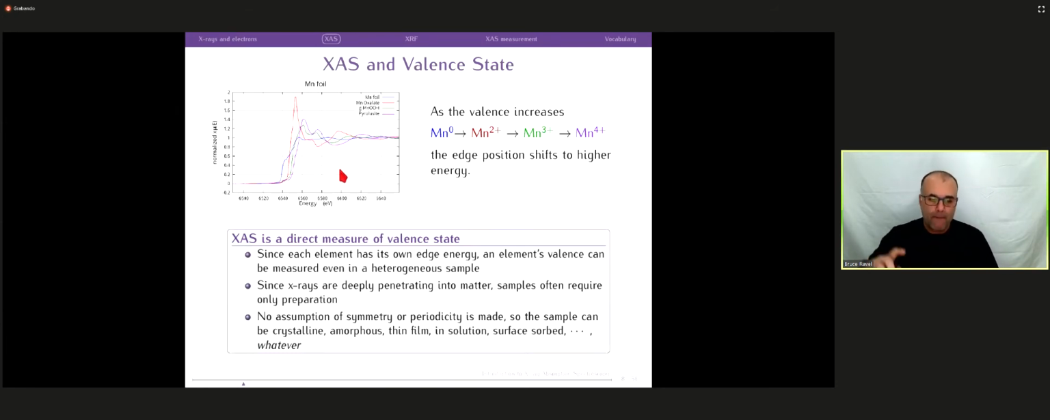Now, because every element on the periodic table has its own energy at which this happens, you can do this valence state measurement on any element on the periodic table. And what's more, you don't have to have pure material. You can have something that's very heterogeneous. Let's take one of the most heterogeneous materials I can think of, which is soil, just like dirt from the garden outside.